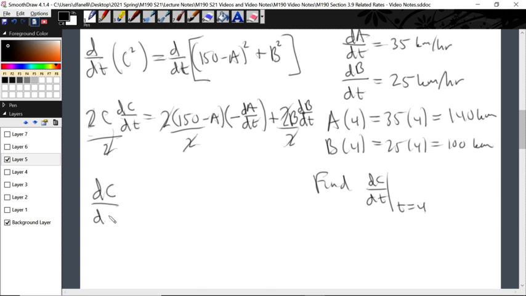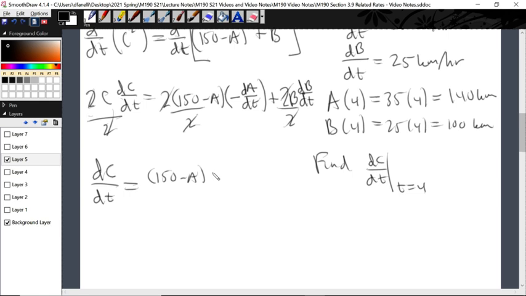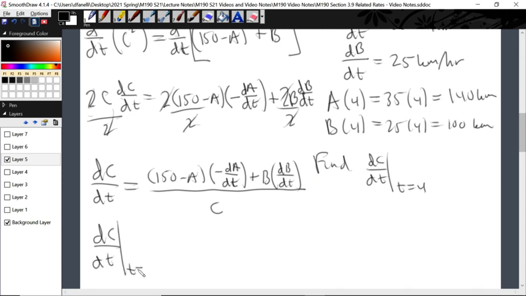So you can solve for dC/dt by dividing everything by C. I get dC/dt is equal to (150 minus A) times negative dA/dt, plus B times dB/dt, and that's all over C. And now we can evaluate dC/dt when t is equal to 4, by plugging in what each of these quantities, A, B, C, dA/dt, dB/dt, is equal to when t is equal to 4.